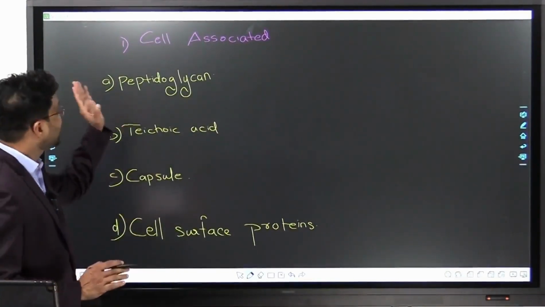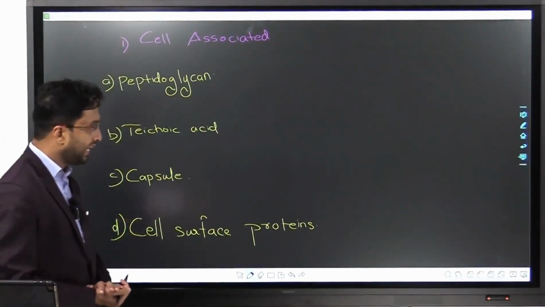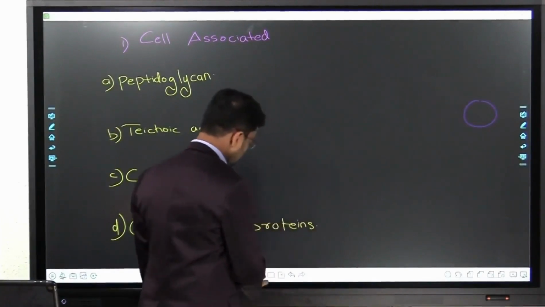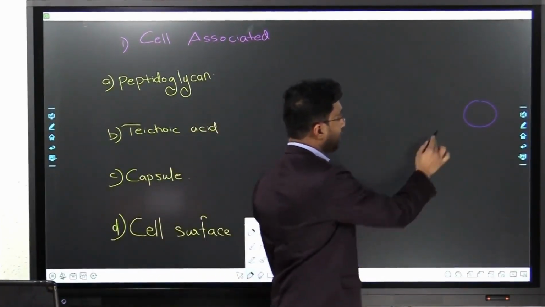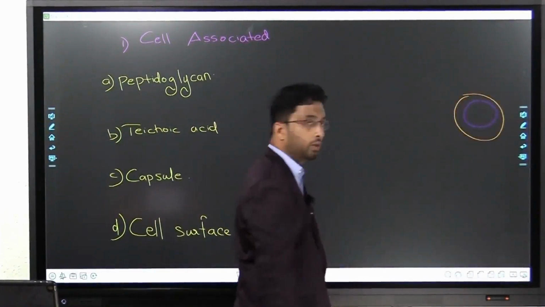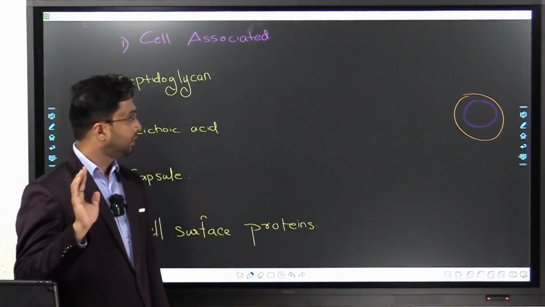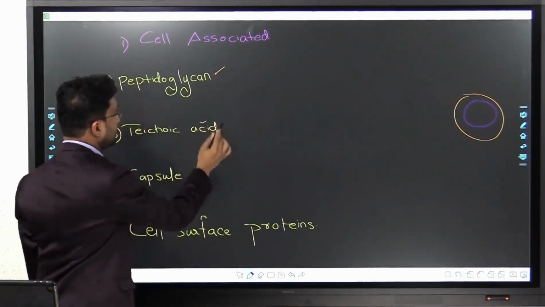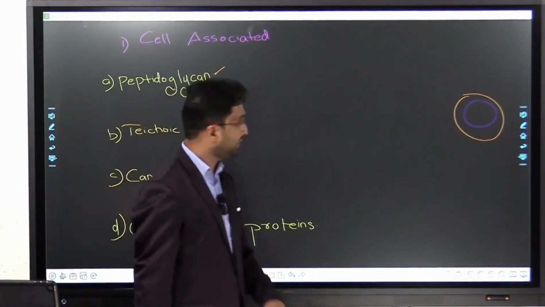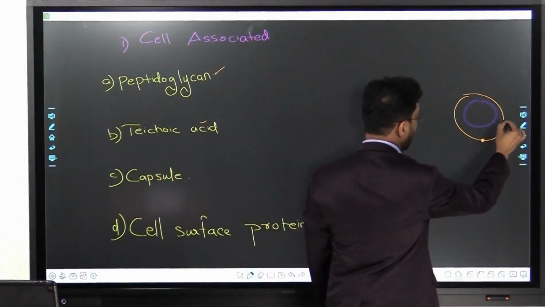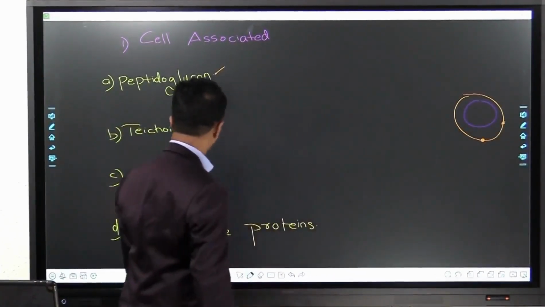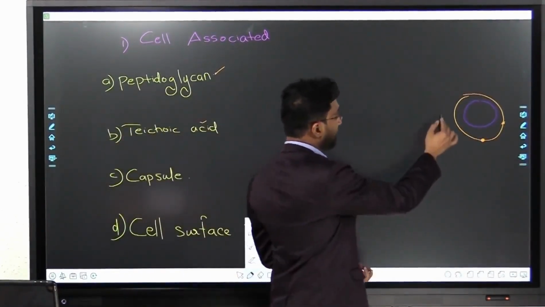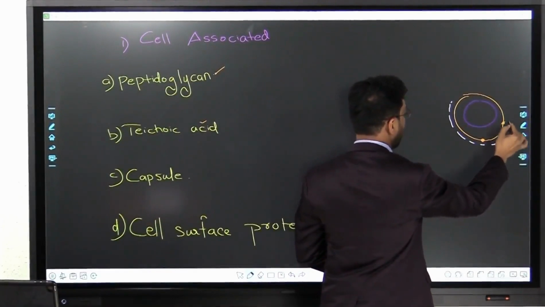So the first type is cell associated, and outside the cell you have a cell wall. If you consider this as a cell, you have a cell wall outside that. And please note, gram-positive cell walls are composed of two very important components, peptidoglycan and teichoic acid. These two are virulence factors of this bacteria. Outside these, there is another layer which is the capsule.